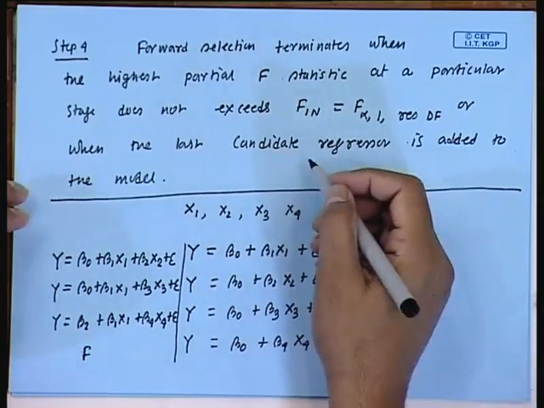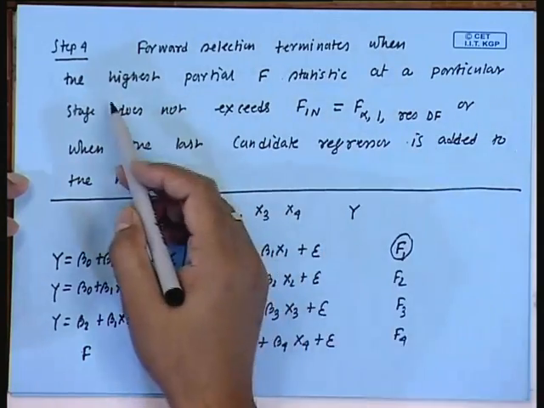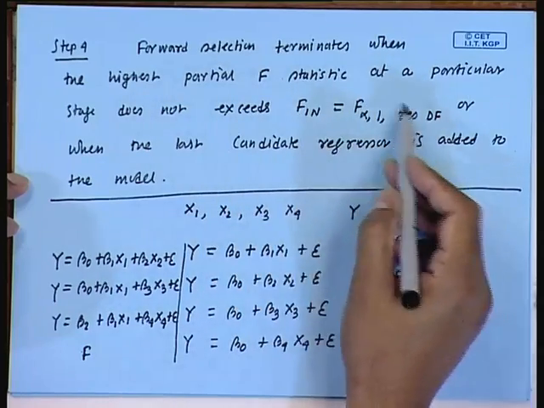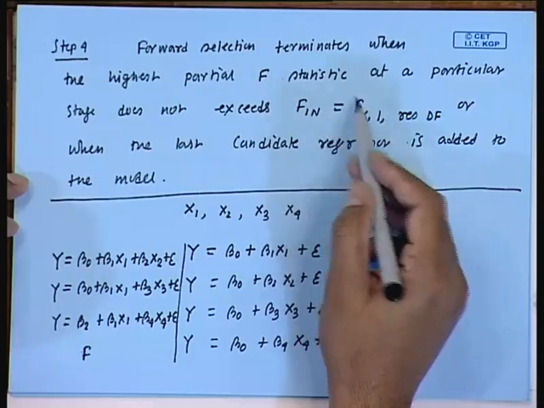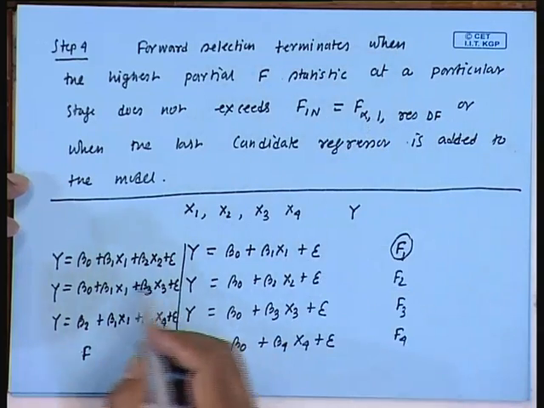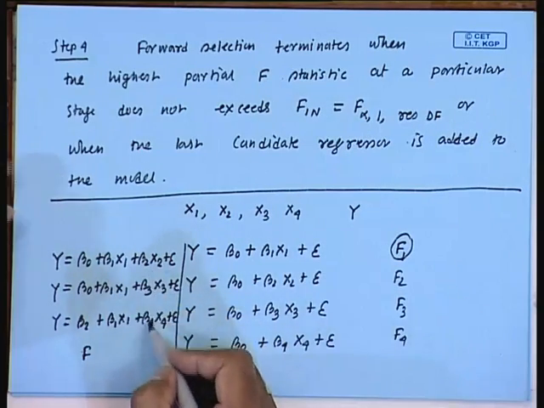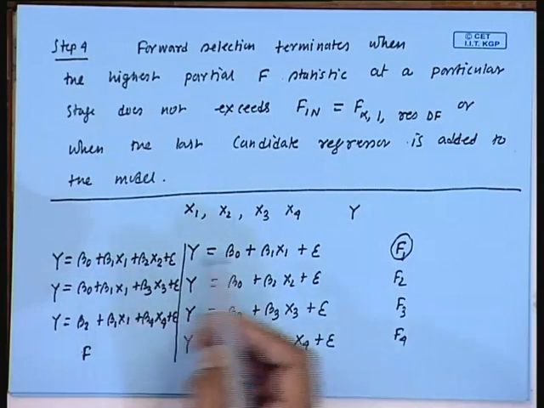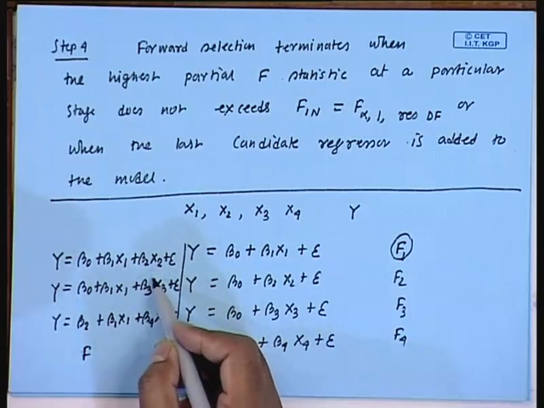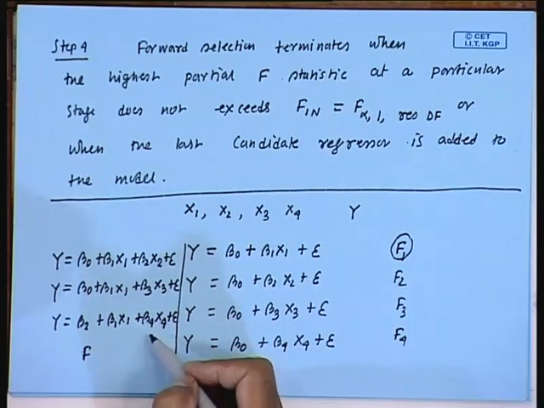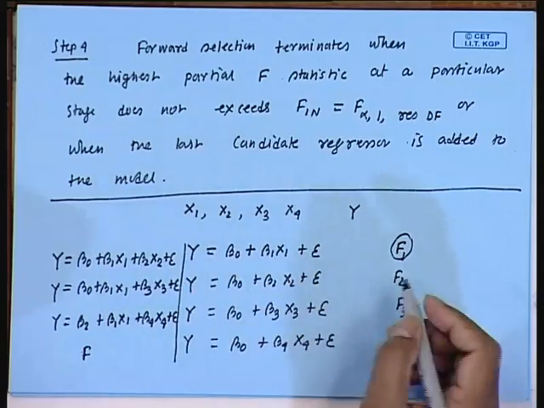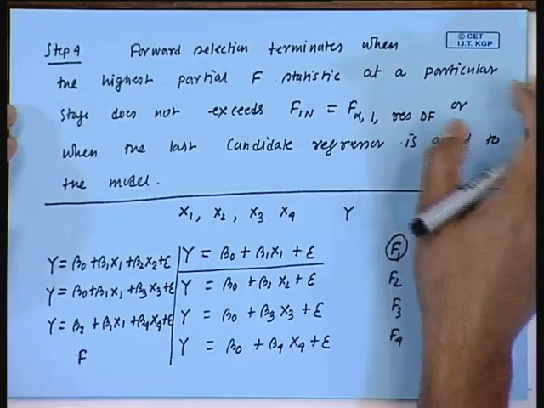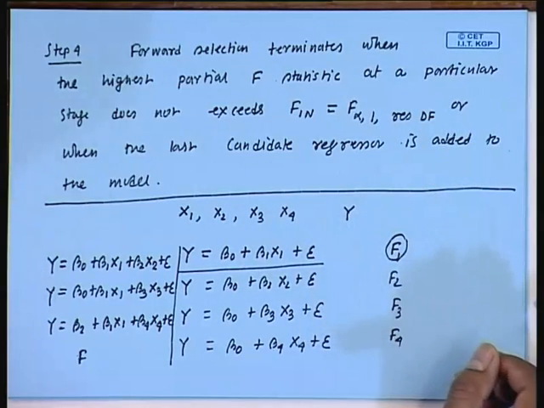Forward selection terminates when the highest partial F statistic at a particular stage does not exceed the threshold value. That means if the partial F value here is not greater than the threshold value, X1 is enough for the model. You do not need to include any other regressor in the model, so we will stop there. The final model will be this one. Well, let me explain the algorithm in detail. So, this is the outline of the algorithm.